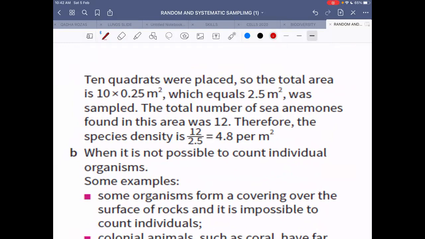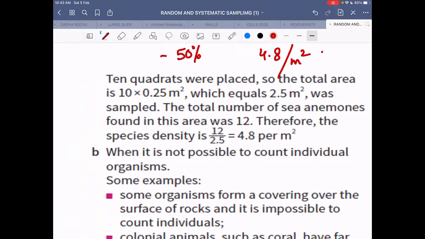So the total area is 10 into 0.25 square meter, which equals 2.5 square meter. So the total number of sea animals found in this area was 12. So the species density will be 12 divided by 2.5, which is 4.8 per meter square. So the species frequency which we calculated was 50%, and the species density is 4.8 per square meter. This was species frequency, and this was species density.